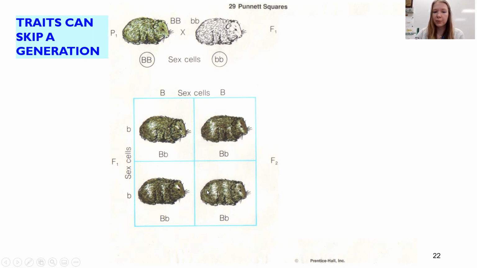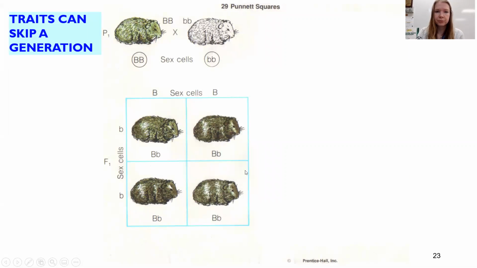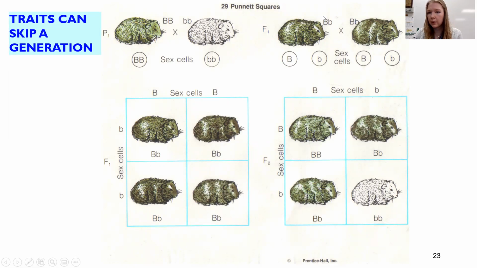Now, if offspring from this generation here were to breed, we would fill out the Punnett square the same way, but we will notice that both the parents in this scenario are heterozygous. So when we fill out the Punnett square, we see that there is a 25% chance that one of the offspring will have the recessive trait of white fur. And when we see all this put together here, this is how traits can skip a generation.